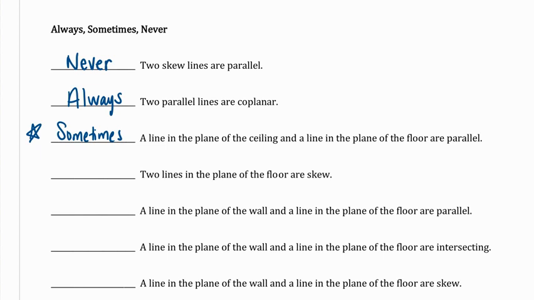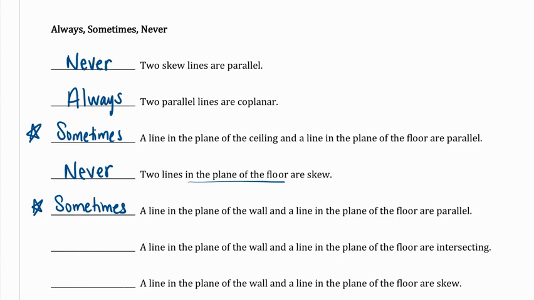Two lines in the plane of the floor are skew. Well, this says right here in the plane of the floor, meaning the two lines are in the same plane, but the definition of skew says they have to be non-coplanar, so this would be never. If they're in the same plane, they can't be skew. Next one's kind of similar to our third one. A line in the plane of a wall and a line in the plane of the floor are parallel. Okay, well, they're in two different planes, so they could be skew lines, but I could make them in such a way that I could make a plane go through them, which means they could also be parallel. So this one is sometimes. And again, that one might be a little harder to visualize, so we'll come back to that one.